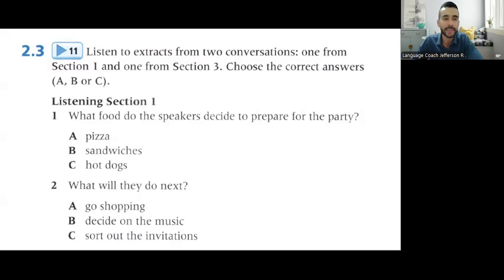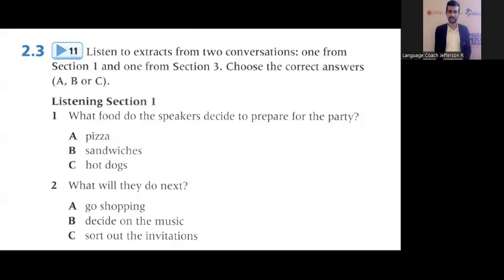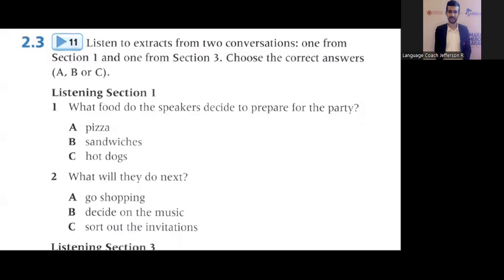So, go ahead. Hi, Sam. We'd better start planning the party. It's in less than 2 weeks, isn't it? Yeah, I guess it is. There isn't much to do, is there? Well, we need to sort out food for a start. Why don't we just order some pizzas? But we always do that. Let's do something a bit different.